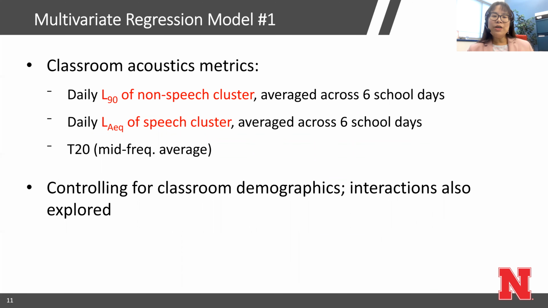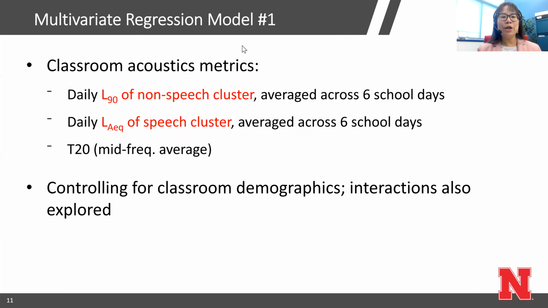There is one metric that describes the non-speech experience of the students, and one that describes the experience of speech by the students, and then one that describes room characteristics, which in this case was the mid-frequency average of the reverberation time, T20. So what we would do is, remember we have 6 occupied school days of data. We would look just at one day. We thought that was a good unit to be looking at.